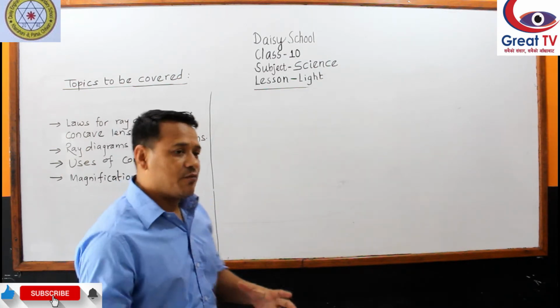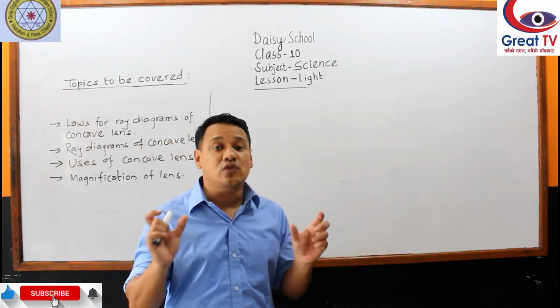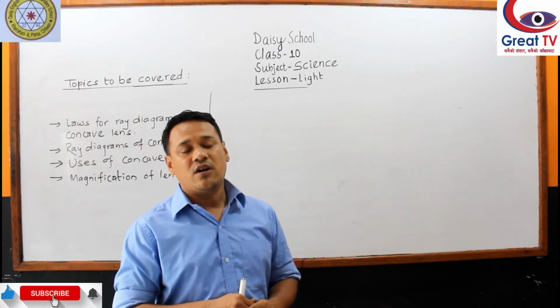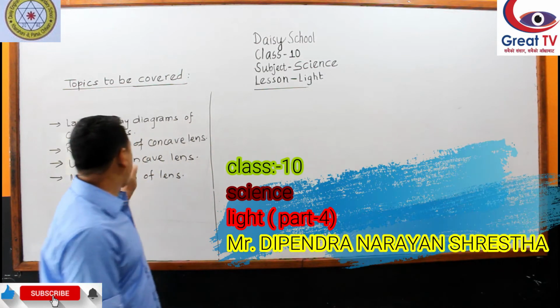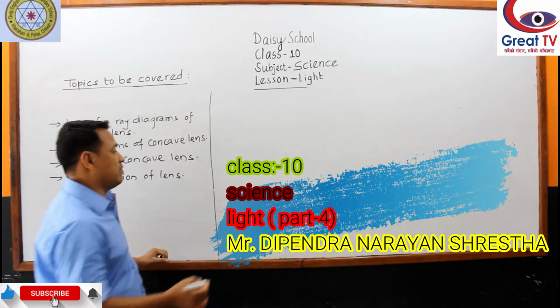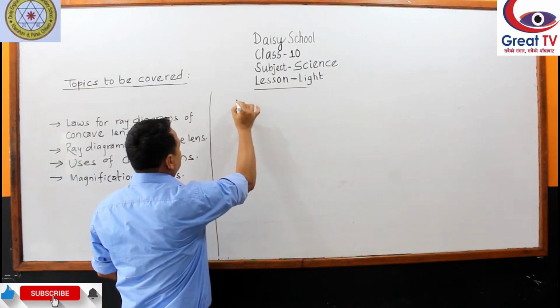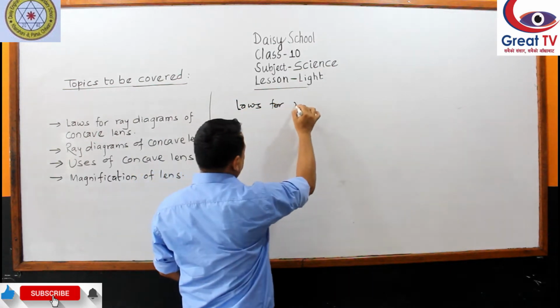Okay, concave lens. Before drawing the ray diagram of concave lens, we have to know the rules, the laws for the ray diagram of concave lens. So first we are going to discuss the laws for ray diagram of concave lens.